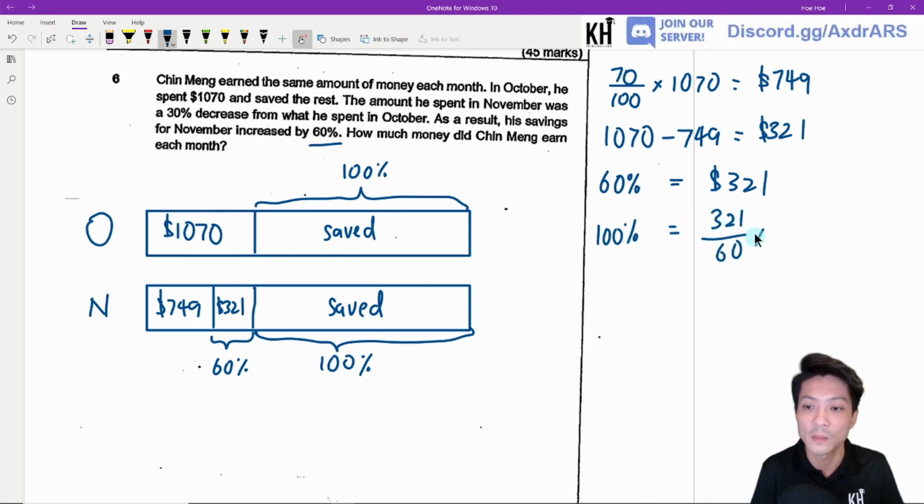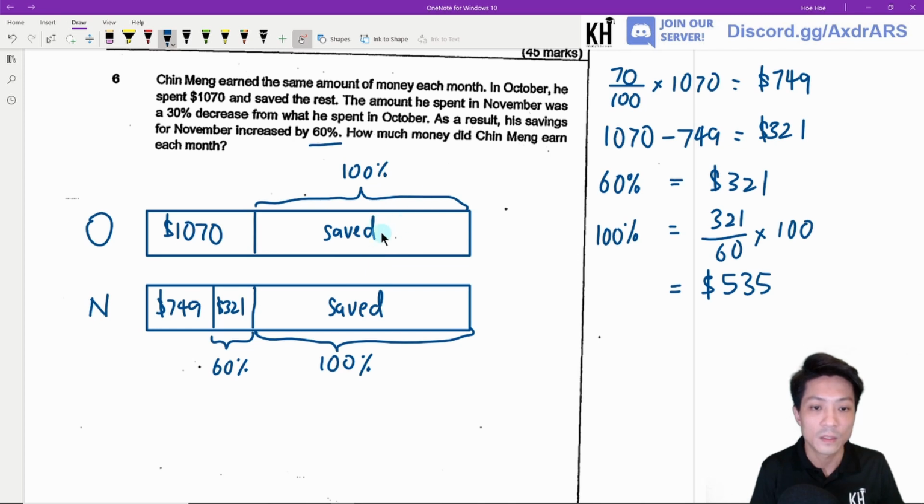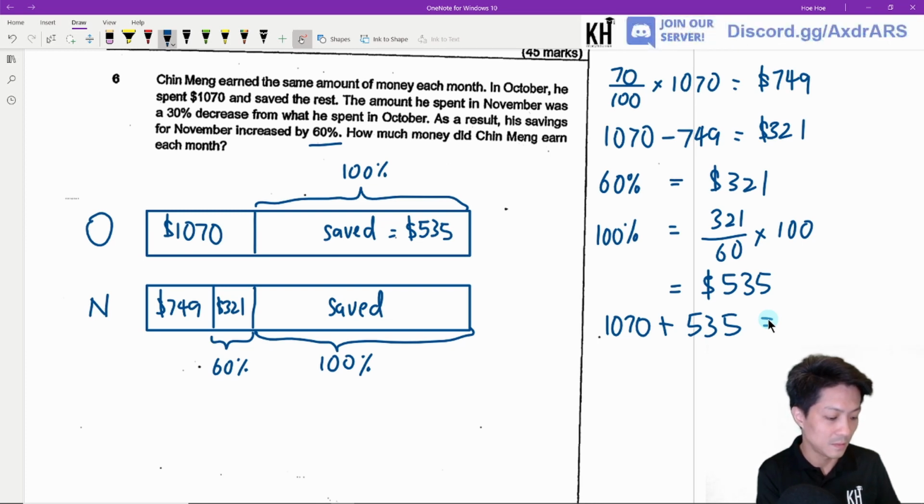321 over 60 times 100 is going to be equal to 535, which means that this part is 535. So to find the answer, I just need to use 1070 plus 535. That'll be $1,605.